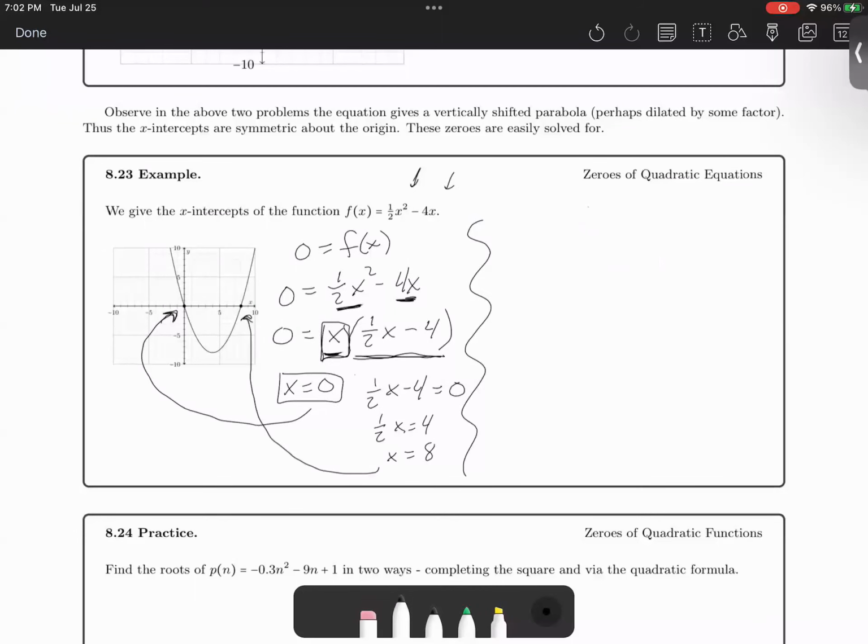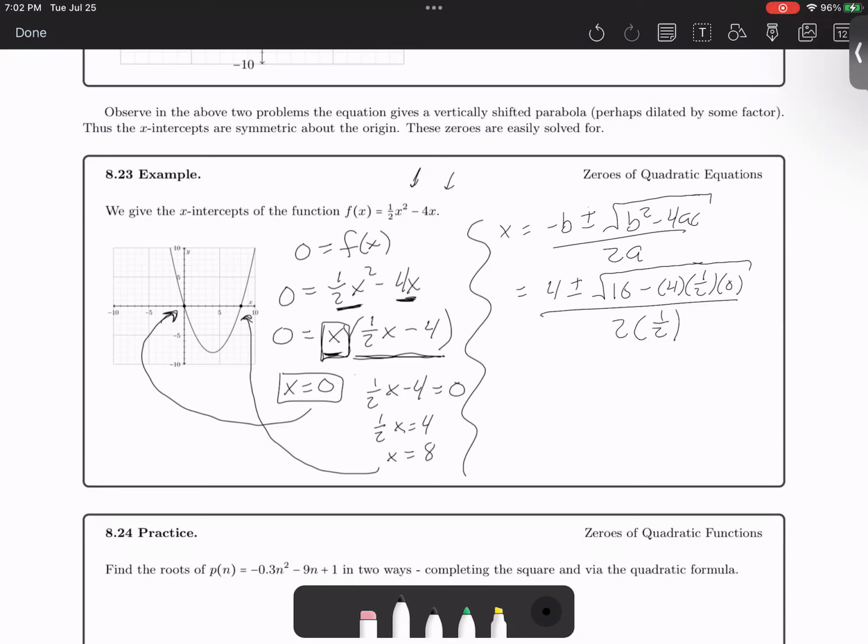But again, the quadratic formula is always going to work, so let's do that here too. The x values that are going to give me zeros are minus b plus or minus the square root of b squared minus 4ac, over 2a. Applied to this problem, it is a positive 4 plus or minus the square root of minus 4 squared, which is 16, minus 4a, and then my c value is 0, all over 2 times a.